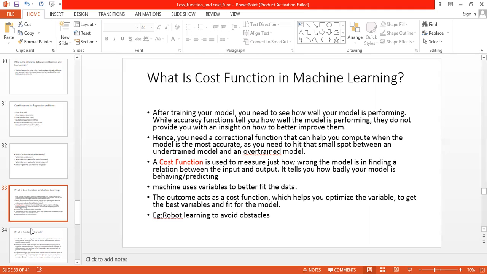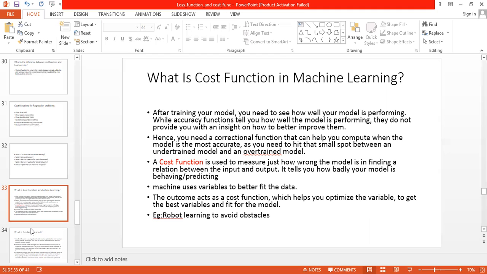Okay. So if you look at the linear regression problem, there we are finding the best fit line. How can we get that best fit line? By calculating the errors for various data points. So this is the concept regarding machine learning.